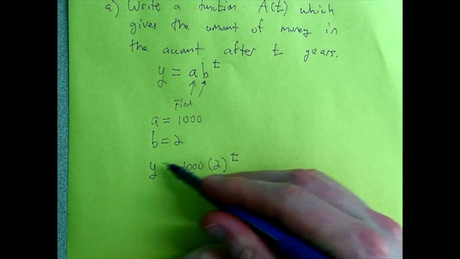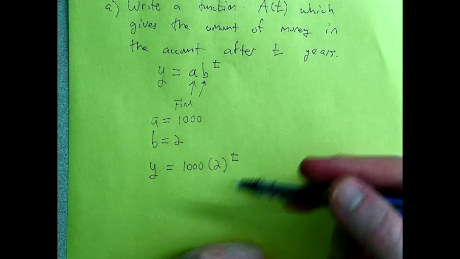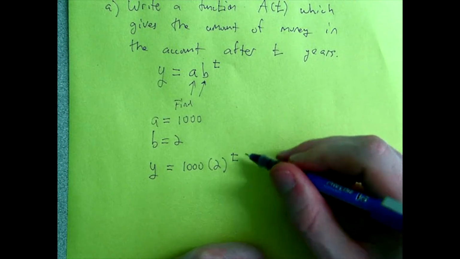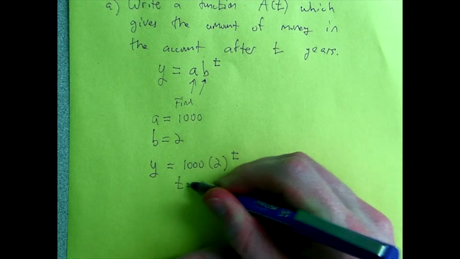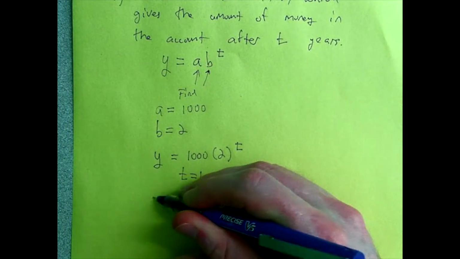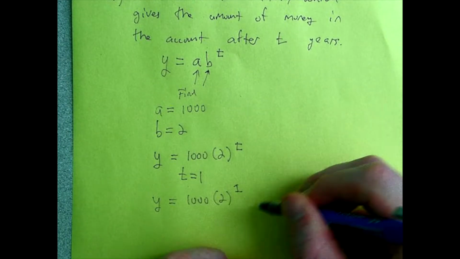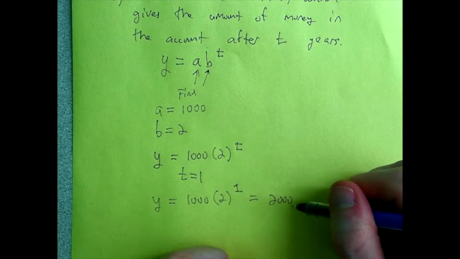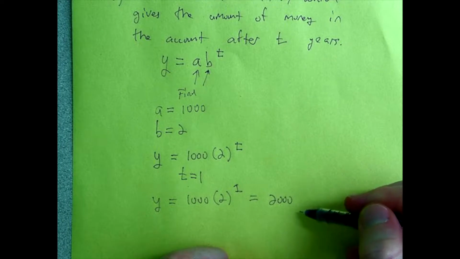So what's going on? What's happening is this model doubles your money, or if you like, multiplies by 2 every single year. Like if I replace t with 1 and plug in t equals 1, then I've got y is equal to 1,000 times 2 to the 1, which is just 2,000. That would indicate that I've doubled my money after just 1 year has passed. But that's not what I wanted.